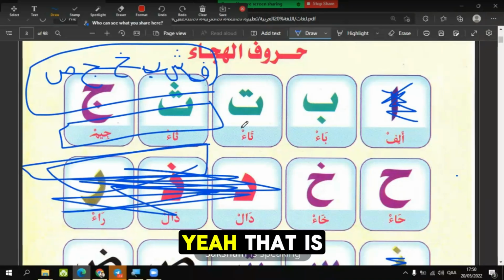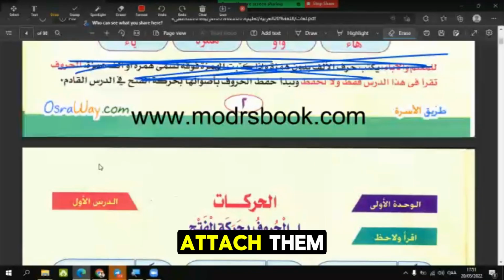That's it. You will choose 6, attach them. Choose another 6, attach them. Choose another 6, attach them, in any order, randomly.